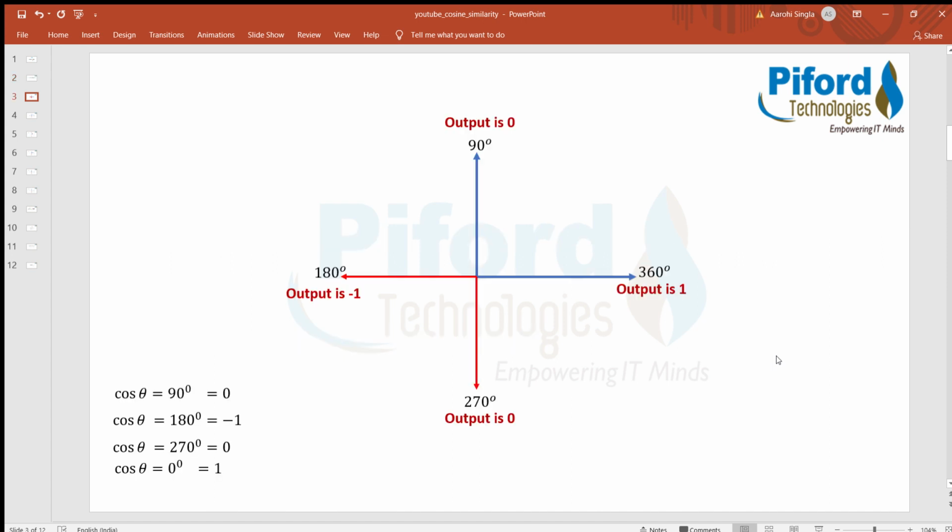All right. So what is cosine similarity actually? Cosine similarity means we want to measure the cosine of the angle between two vectors. What we want to do is measure the cosine of the angle between two vectors. I'll show you with an example.